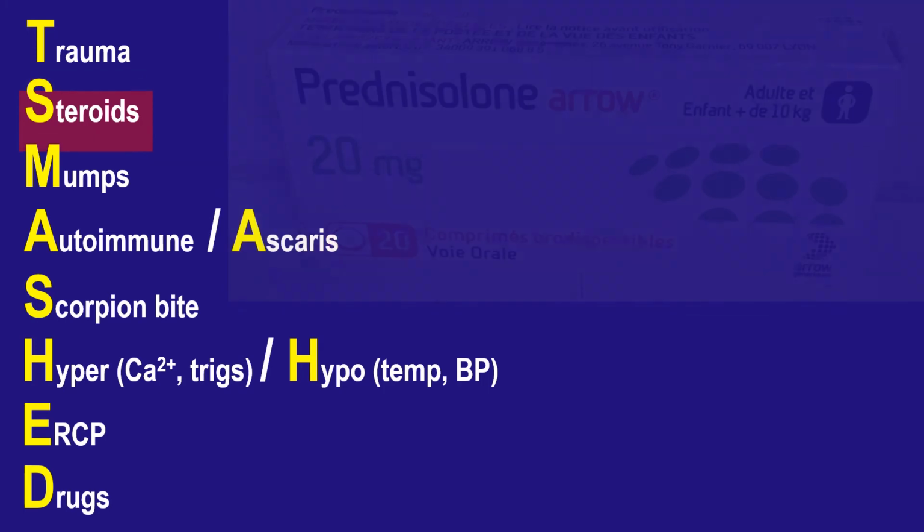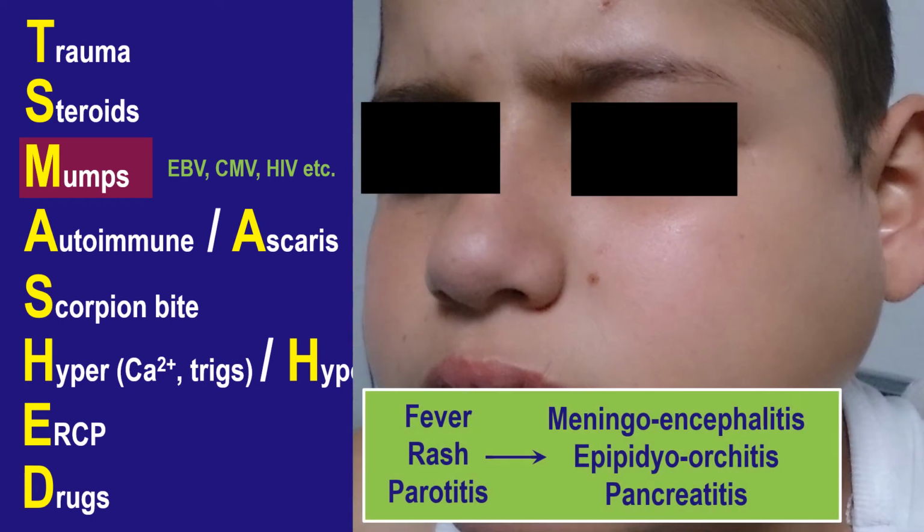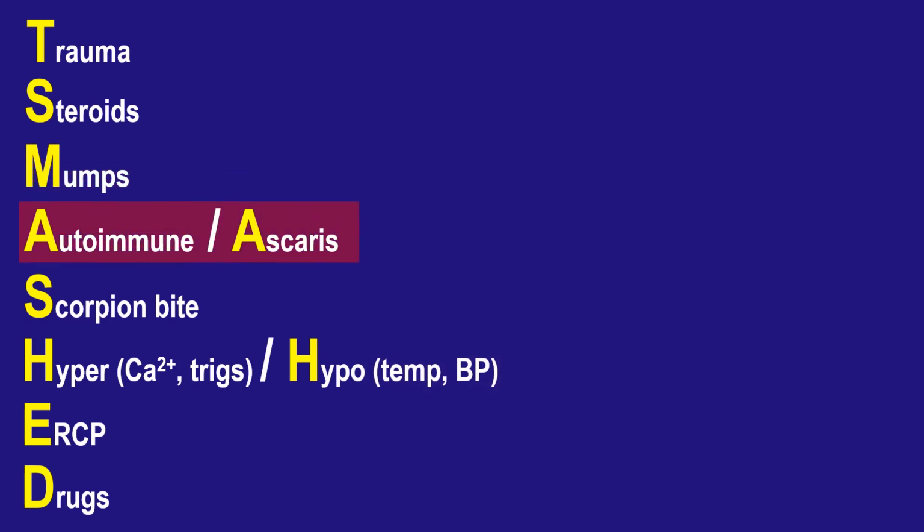M is for mumps, as well as other viruses like EBV, CMV, and HIV. Mumps virus usually causes a fever and parotitis, but can lead to inflammation of most organ systems like meningoencephalitis and epididymo-orchitis, as well as pancreatitis. A is for autoimmune disease and Ascaris infection.